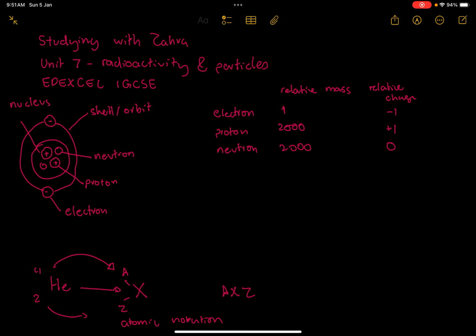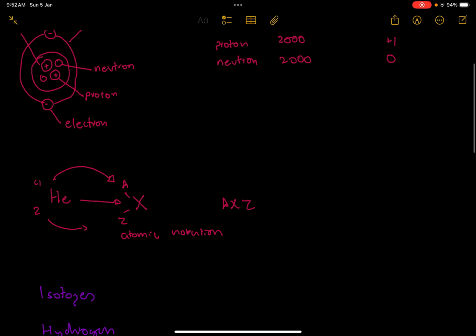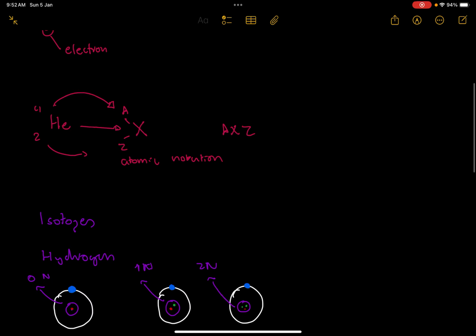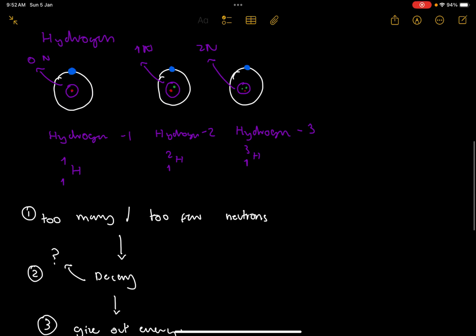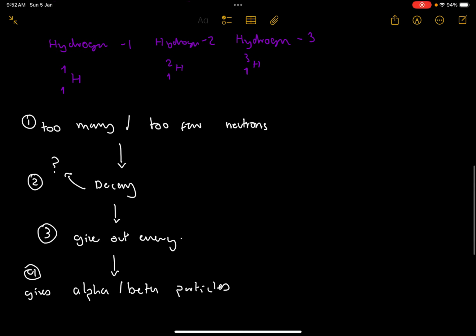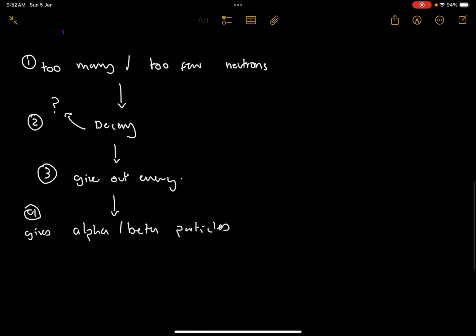Today we're going to be doing Unit 7, which is Radioactivity and Particles, and we're going to be doing ionizing radiation, alpha, beta, and gamma decay. So in the last video we went over the structure of an atom, atomic configuration, we went over isotopes, examples of isotopes, and atomic notations. And we briefly went over what happens if we have too many or too few neutrons in the nucleus.